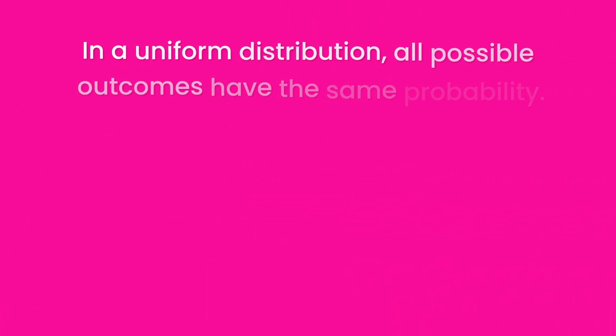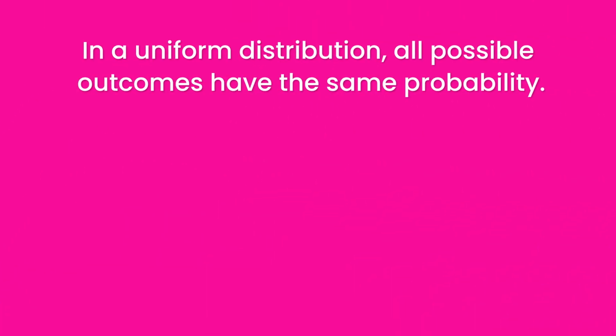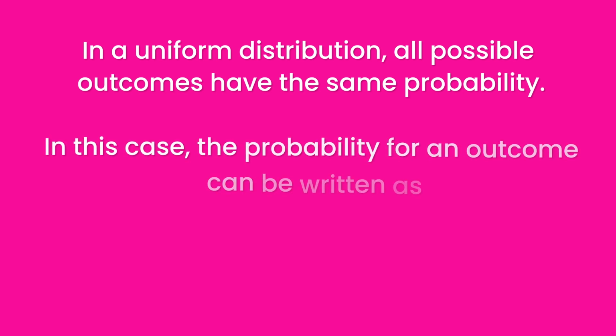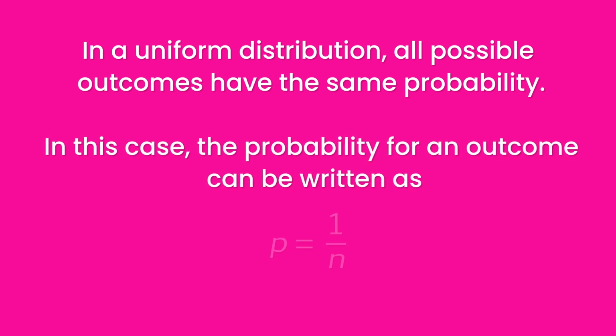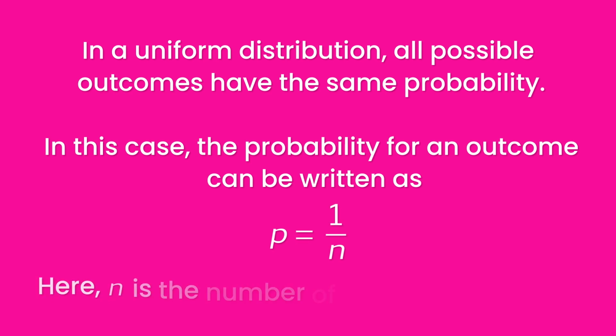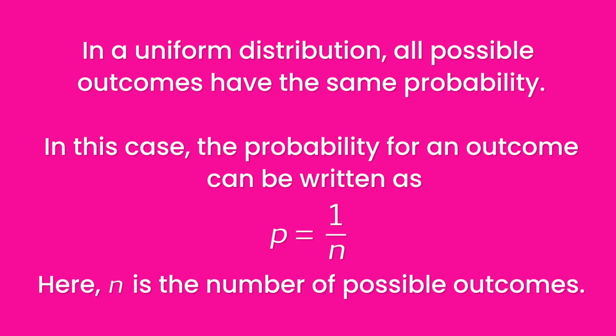In a uniform distribution, all possible outcomes have the same probability. In this case, the probability for an outcome can be written as p equals 1 over n. Here, n is the number of possible outcomes.